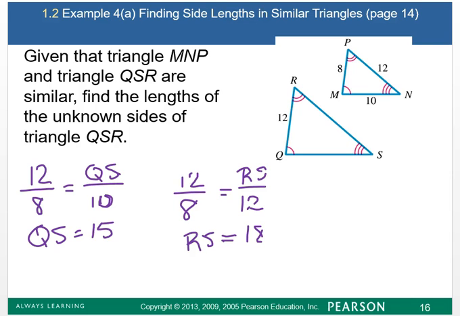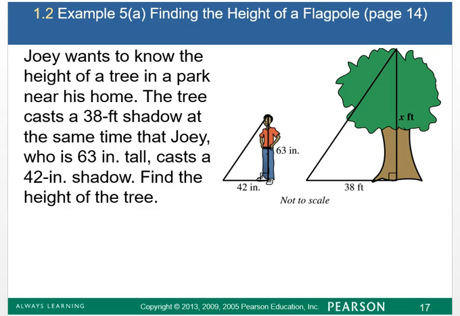Okay, our last example is this one right here. We are finding the height of, well, it says a flagpole, but actually this is a tree. Joey wants to know the height of a tree in a park near his home. The tree casts a 38-foot shadow at the same time that Joey, who is 63 inches tall, casts a 42-inch shadow. Find the height of the tree.